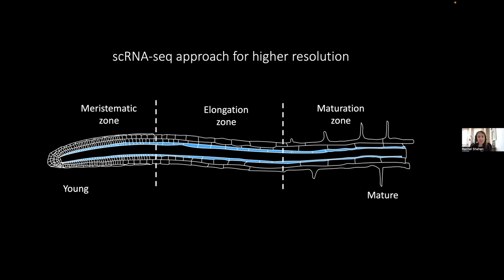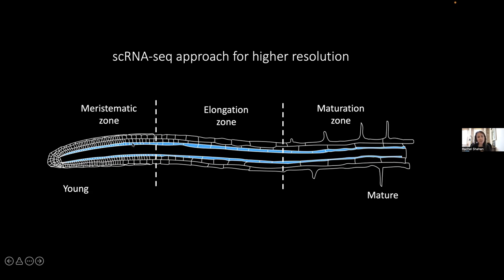So for example, in the roots here, previously with bulk tissue methods, you had to conflate either developmental zones or developmental stages or cell types. So if you were interested, for example, in the youngest cells of the root, you had to conflate multiple cell types.